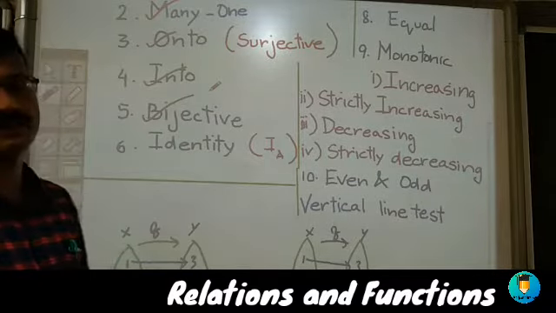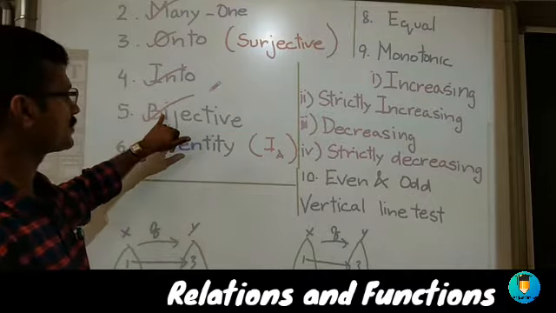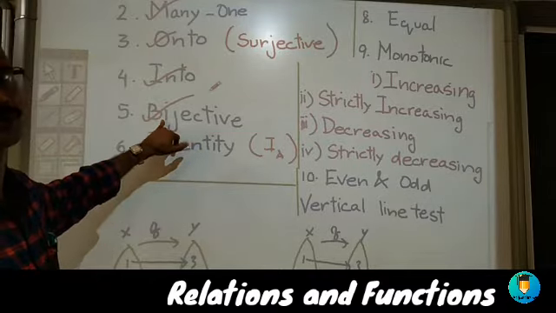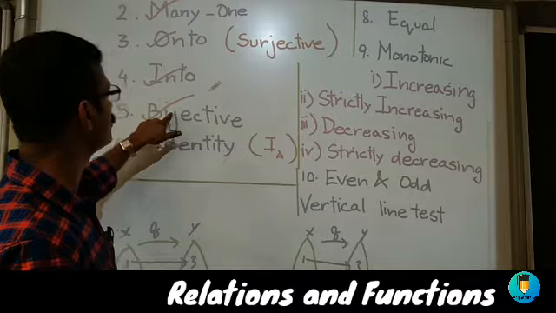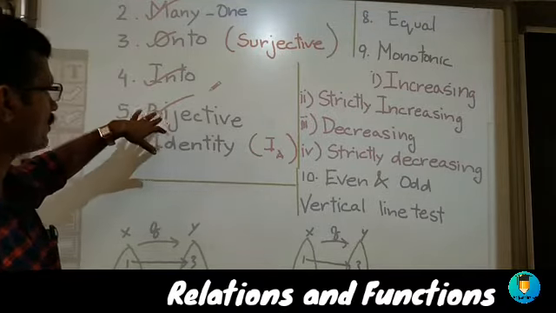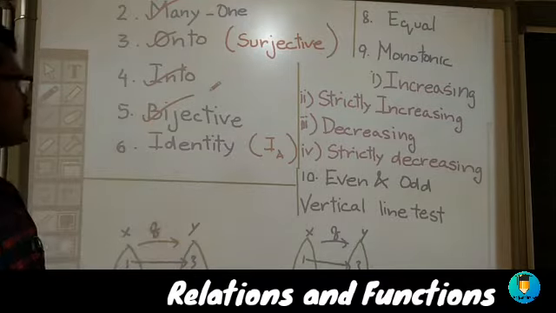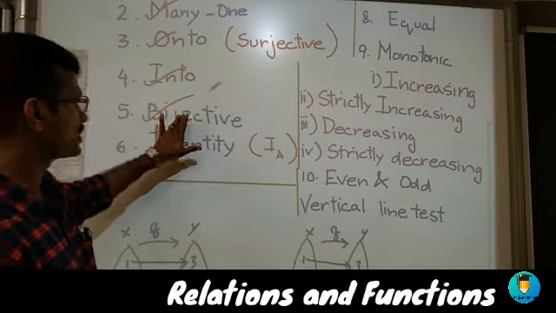What is a bijective function? If a function is 1-1 and onto, and you already know what 1-1 and onto is, then it is known as a bijective function. So that is bijective.